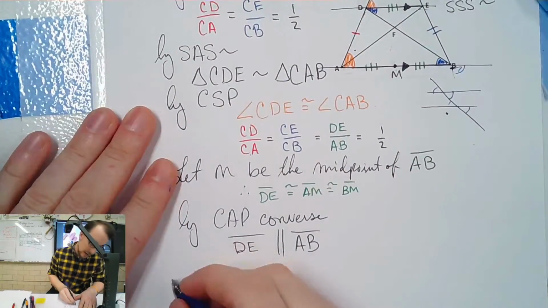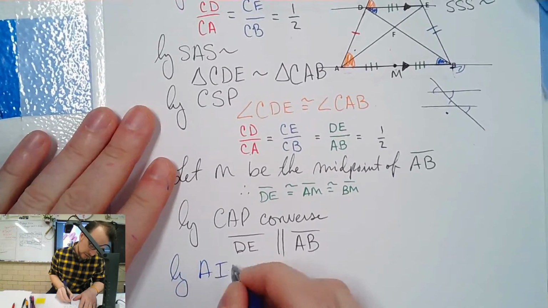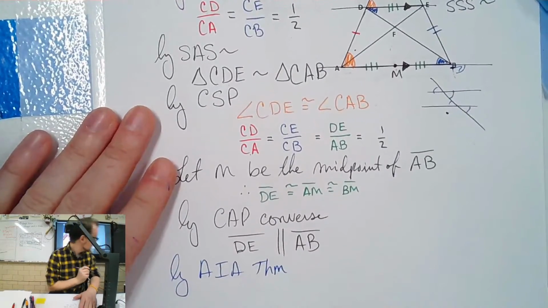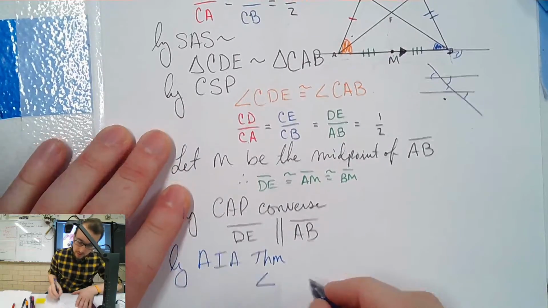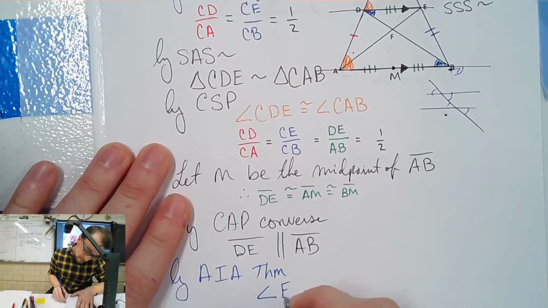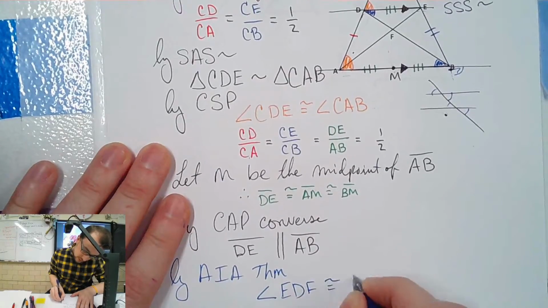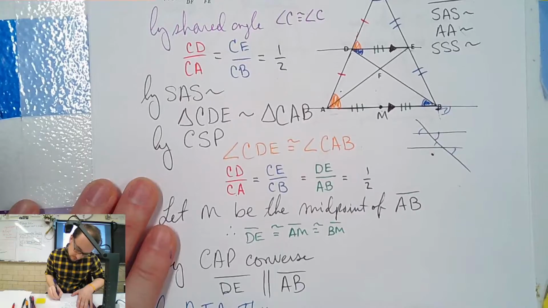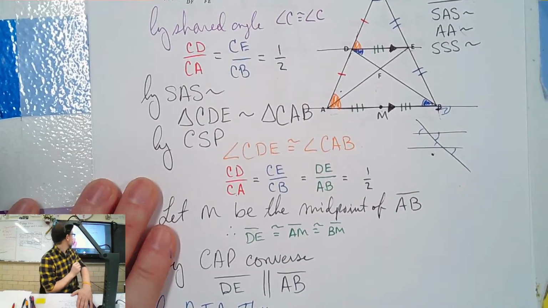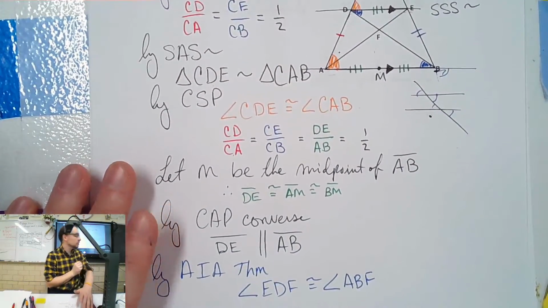So I'm going to say by alternate interior angles theorem. I haven't used that one before. We've learned about it, but we haven't used it. Angle, I'm going to call it EDF, congruent to angle ABF. Cool. So those two angles are congruent.